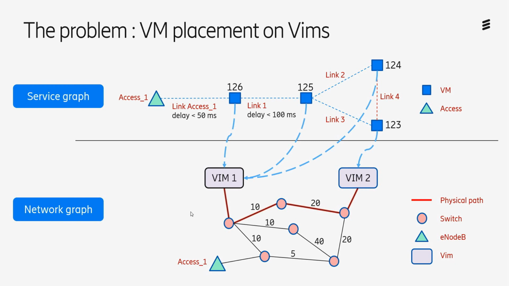In this simple picture, we can see the basic operations of the one-resource mapping module to solve the optimal placement of the service graph virtual machine on the available VIMs, taking into account the available metrics. Here we can see the delay constraints applied to the access point and to the different node links in order to drive the decisions.